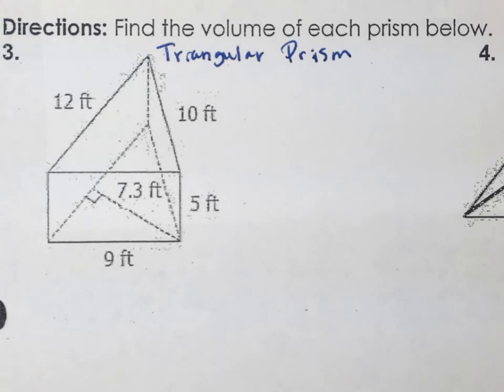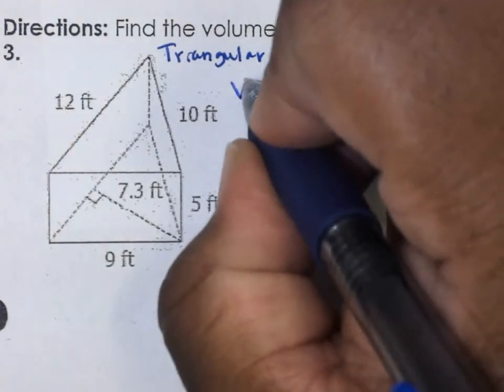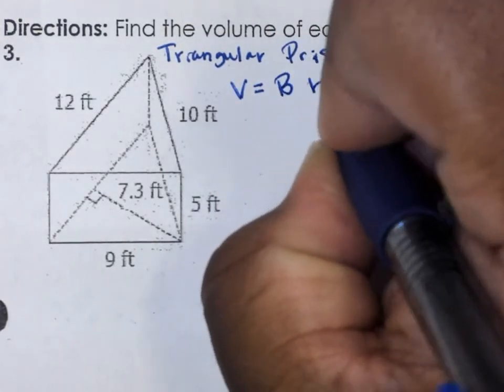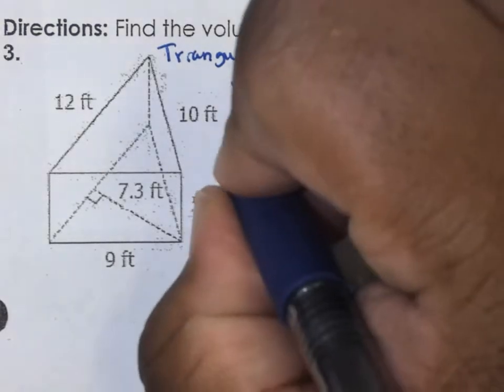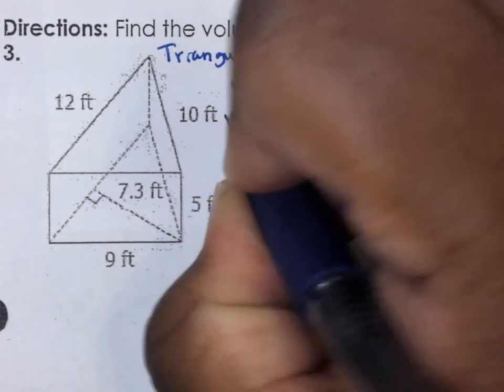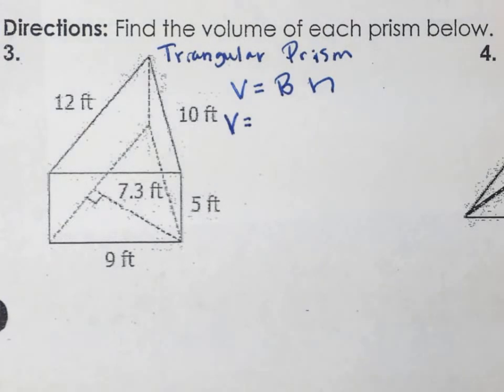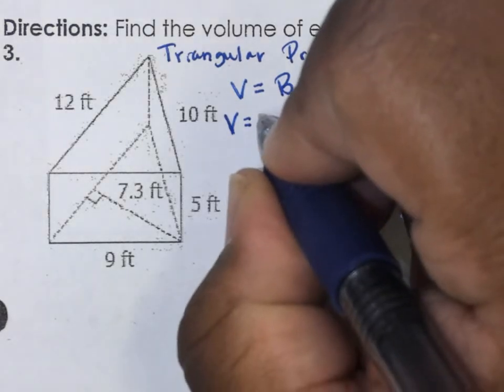I'm going to start out with volume equals capital B times H, because that's the volume formula for any prism. Then after that, I need to make my adjustment. You call this a triangular prism, so what shape is your base? Triangles. That being said, Juan, capital B turns into what for us?